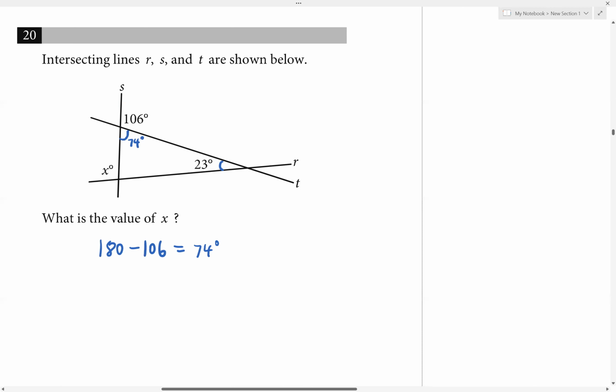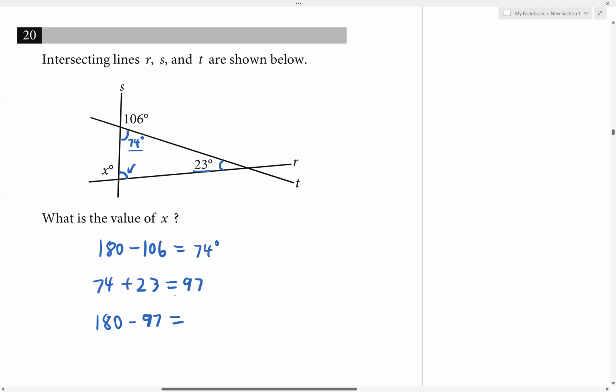Okay, and then next step, once we have this is 74, this is 23, we can actually solve for this angle because we know the three angles in the triangle have to add up to 180. So we do 74 plus 23 first. 74 plus 23 is going to be 97. And then this angle is going to be 180 minus the 97, whatever is left will be this remaining angle.